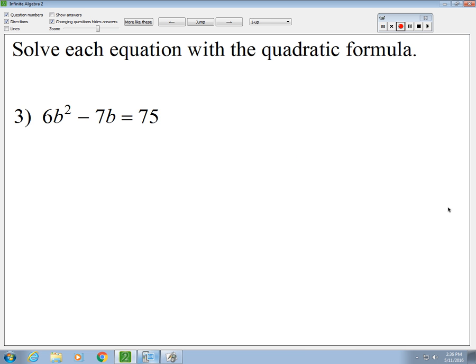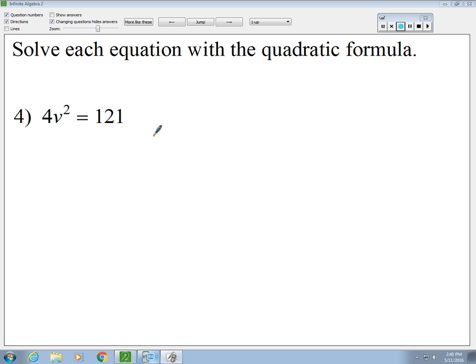Okay, question number 4. Why don't y'all take a minute and just see what you can do with that one? Okay, so yes, you could use the quadratic formula like they say. You would start by moving this to this side by subtracting it. So it would be 4b squared minus 121 equals 0. Then you would have to identify the a, b, and c in order to use the formula.